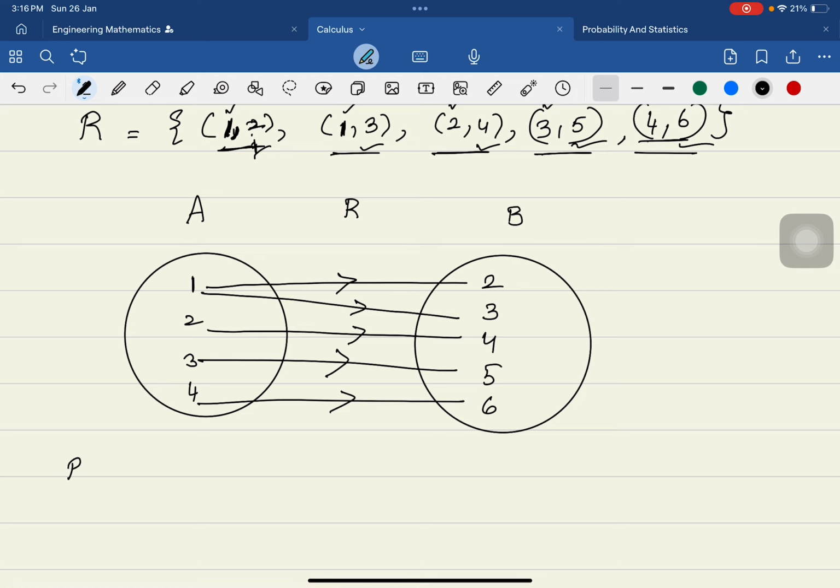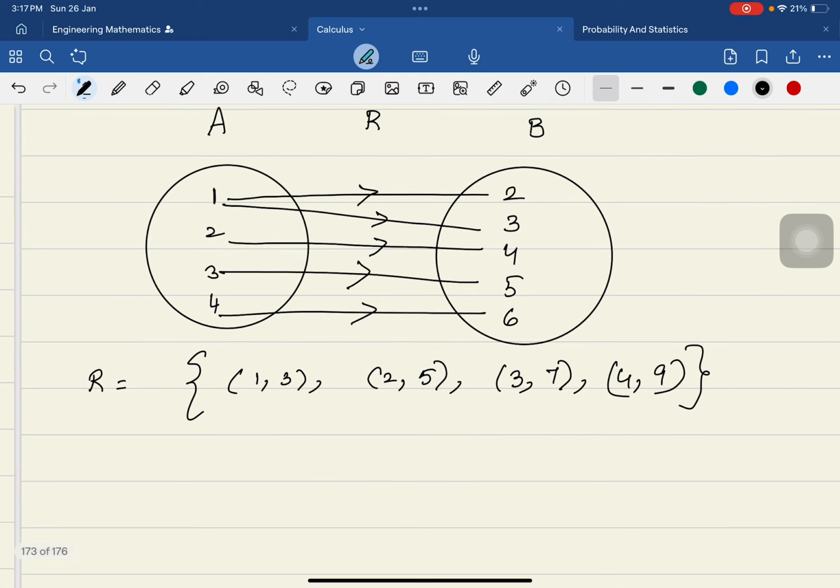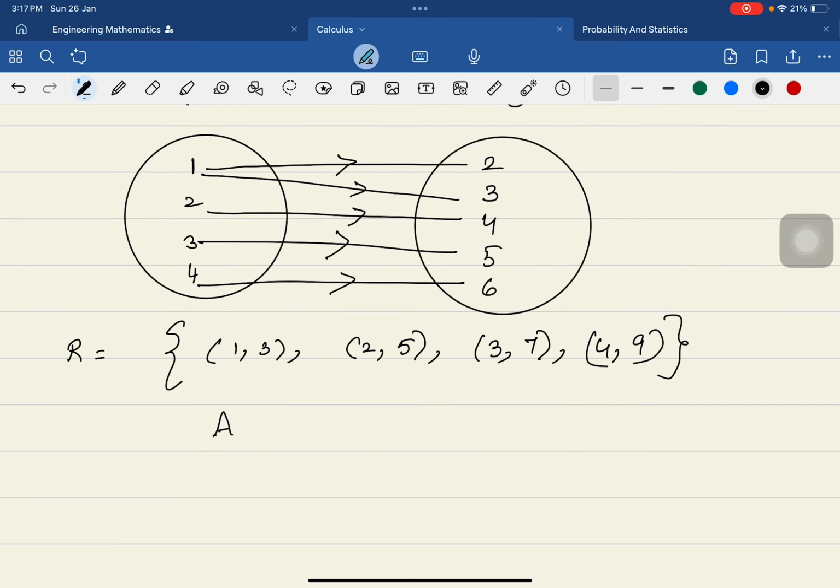Now let me give you one more example. R is the set of all ordered pairs (1,3), (2,5), (3,7), (4,9), like this. Now what are our sets A and B? How will you rewrite the sets A and B? Look at this now: the set A is this, the set B is this.